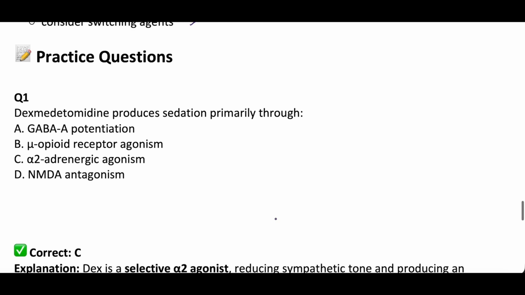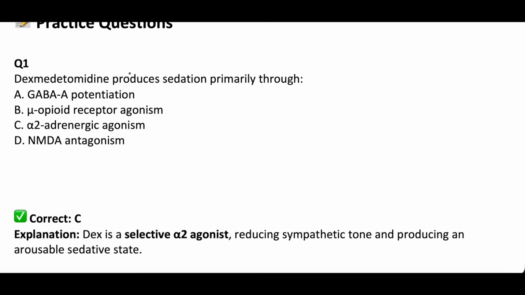The correct answer is C, right? Dexmedetomidine is an alpha-2 adrenergic agonist. GABA A would be propofol. Mu would be something like morphine or other opiates. NMDA, ketamine is actually NMDA, so that's something good to note. But yes, dexmedetomidine or Dex is an alpha-2 adrenergic agonist.